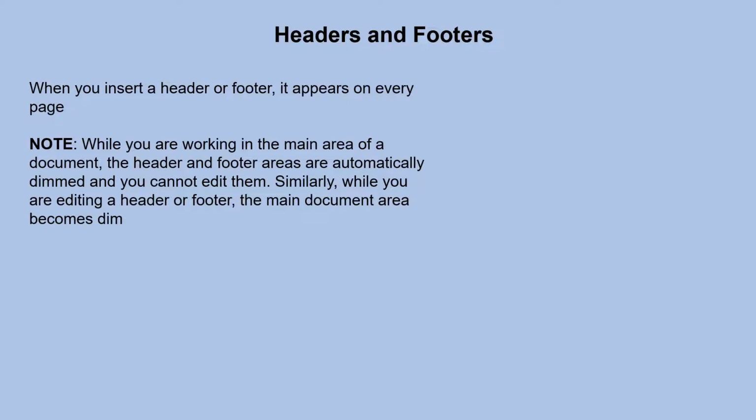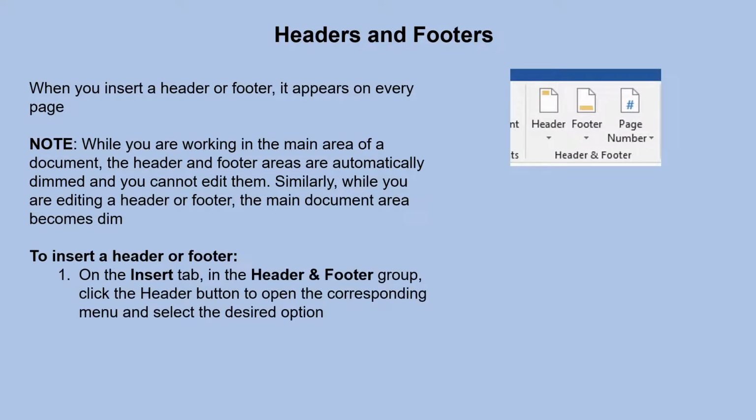When you insert a header or footer, it appears on every page, and headers and footers appear at the top or bottom of your page. The most common ones are page numbers. So while you're working in the main area of a document, the header and footer areas are automatically dimmed, and you can only work in the main document. And then when you double click in the header or footer area, the main document area becomes dim, and you can only work in the header and footer area. So when you want to insert one, click on the Insert tab in the header and footer group and click the header or footer button to open the corresponding menu and select the desired option.